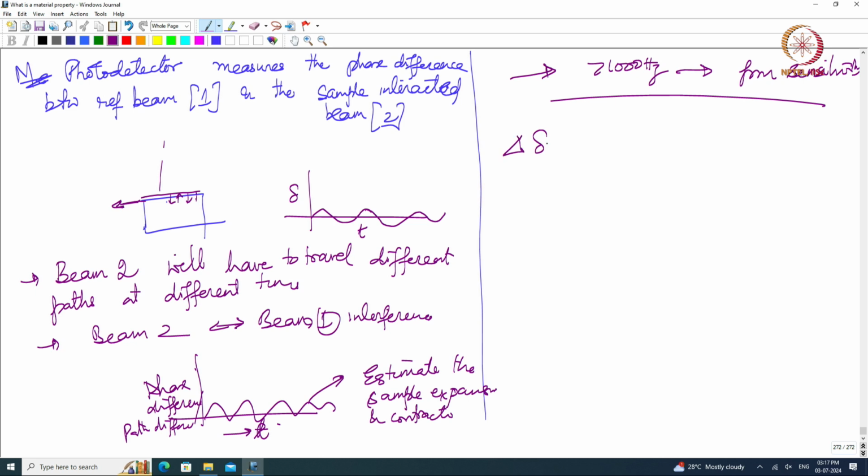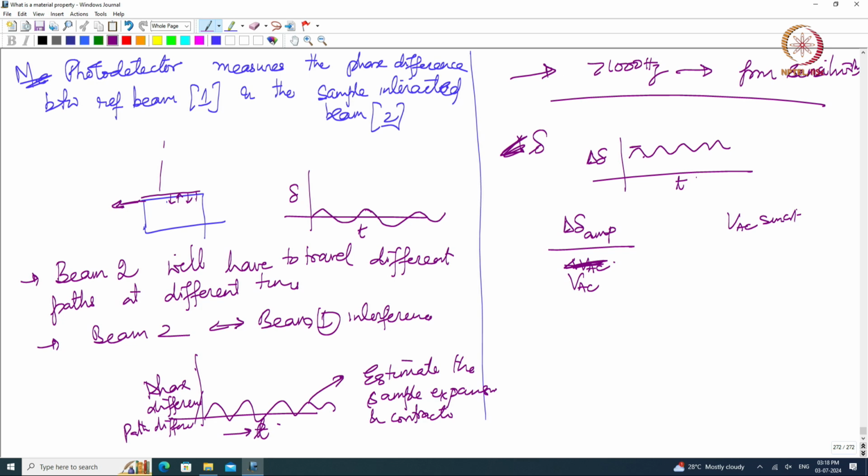So, delta of delta, right, or displacement is oscillating like this. So this is delta delta as a function of time. So I can get the delta delta amplitude of it, which is the maximum, divided by the amplitude of the AC voltage, which is VAC, because I apply VAC sin omega t. So the amplitude of the displacement signal by the amplitude of AC voltage, right. Ideally I should divide this with the length of the sample and this also with the length of the sample, that gives me the strain, right.